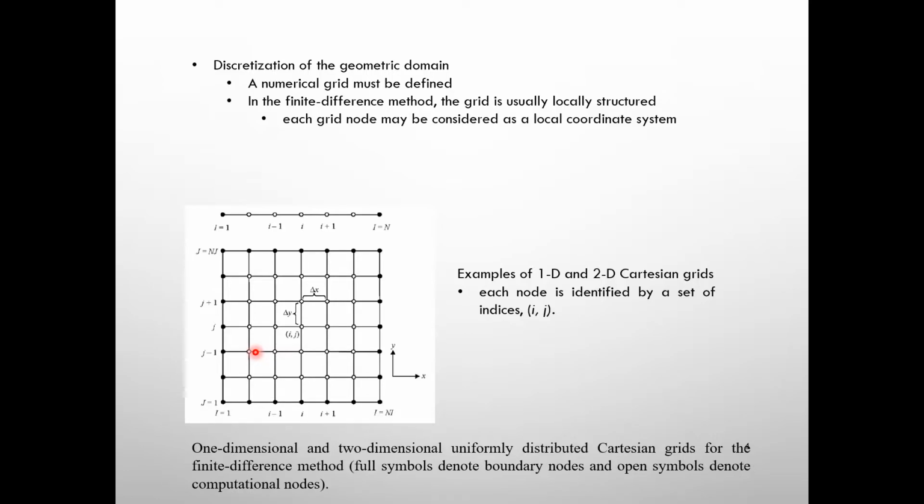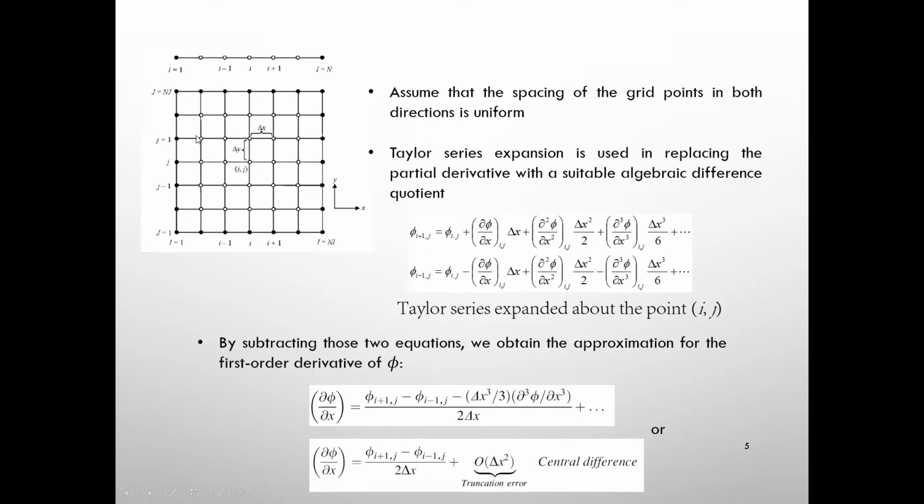The purpose of CFD is to find the values of all the fields inside, and it depends on the boundary conditions. One thing to take note of is that the lines here cannot intersect each other, so the lines can only intersect at the nodes. To illustrate the finite difference method, let us assume that we have a uniform spacing of the grid points in both directions, x and y.